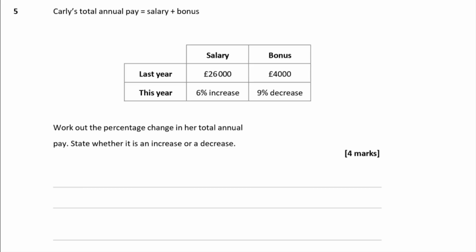Right, so last year she earned the total of her salary plus her bonus. So last year she got a total of £30,000, didn't she? The 26,000 plus the 4,000. Okay. Now this year her salary component is increasing by 6%. So final, original, multiplier. Let's work out what's going on here then. Stick your thumb on it. I like to use this triangle for my percentages.